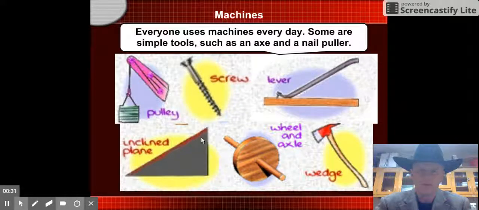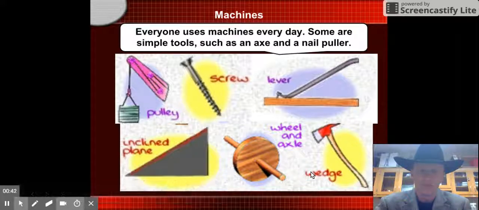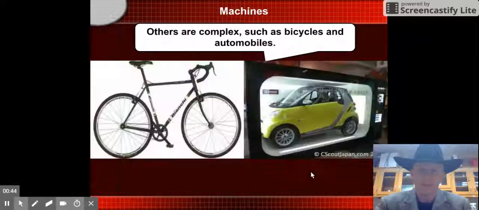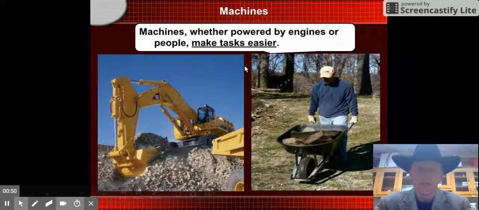Some are simple tools, such as an axe and a nail puller. There are 6 simple machines shown in this screen. Others are complex, such as a bicycle and an automobile. But machines, whether powered by engines or people, make tasks easier.